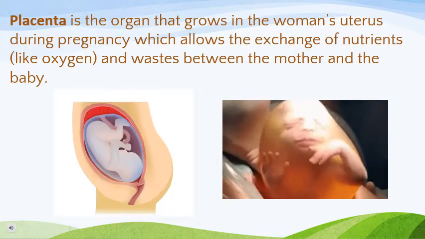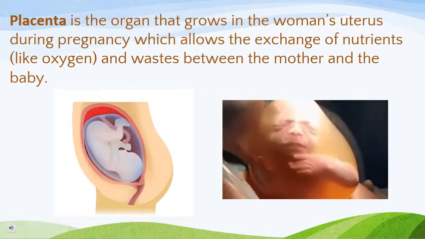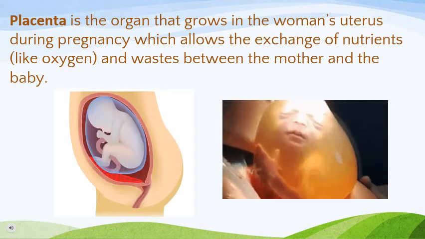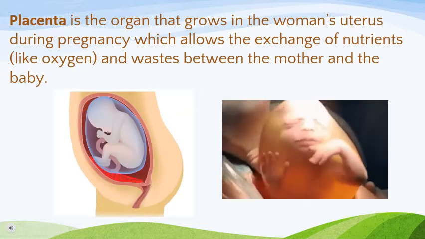What is placenta? Placenta is the organ that grows in the woman's uterus during pregnancy, which allows the exchange of nutrients, like oxygen, and wastes between the mother and the baby.